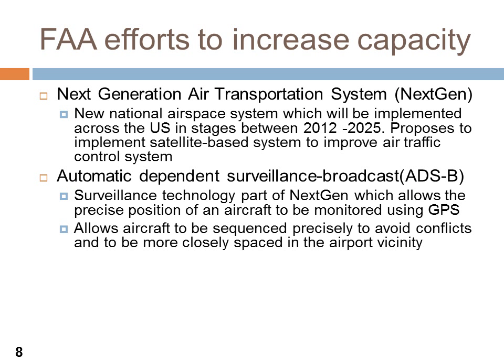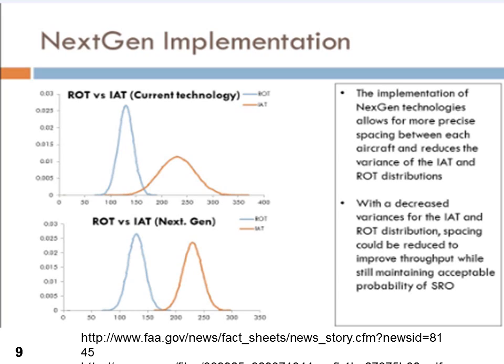The FAA has proposed to implement a satellite-based system to improve the air traffic control system in an effort to increase capacity. This new system is called the Next Generation Air Transportation System, otherwise known as NextGen. The new ADS-B surveillance technology, part of NextGen, allows the precise position of aircraft to be monitored using GPS, which would allow aircraft to be sequenced precisely, reducing the variability of separation between aircraft. Visually, you can see this resulting in a narrower IAT distribution with less overlap between the ROT and IAT distributions. This means spacing could be reduced to improve throughput while still maintaining an acceptable probability of SRO.